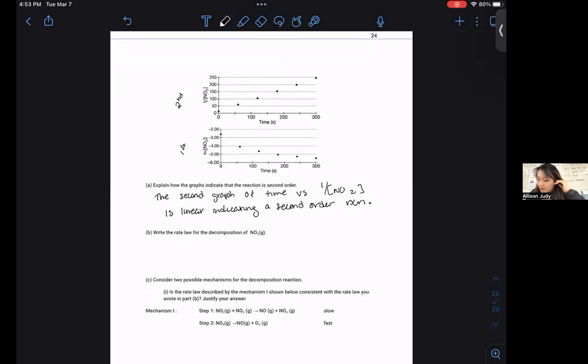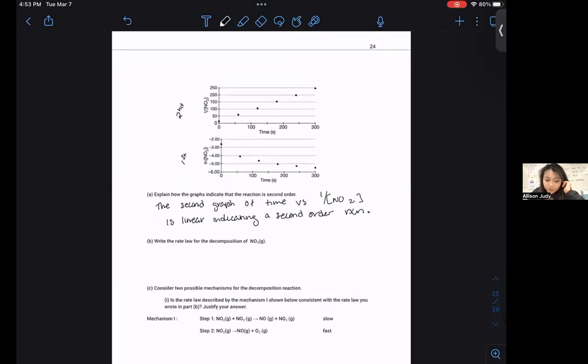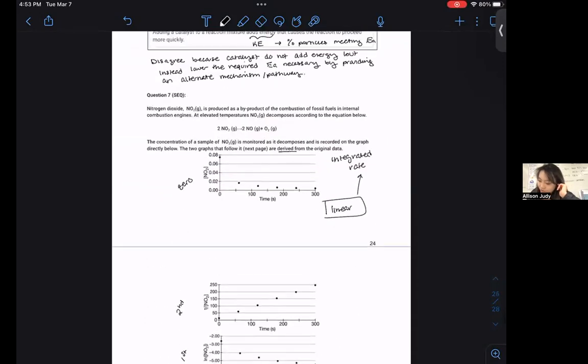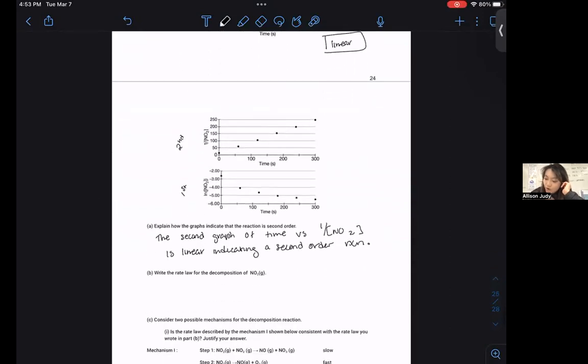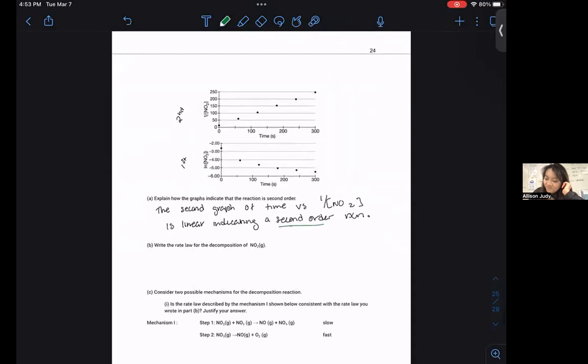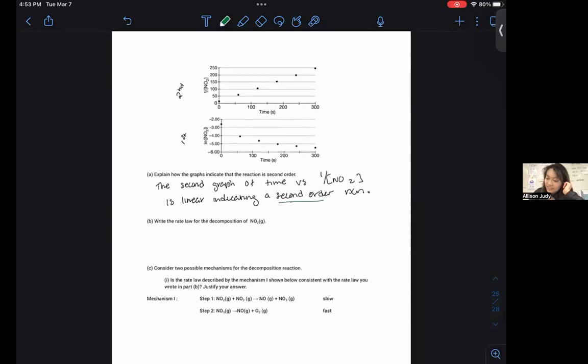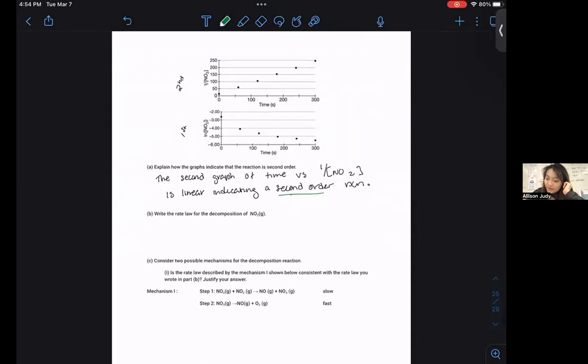Write the rate law for the decomposition of NO2. When we look at this, what we know is that there is only one reactant, and we've determined that the reaction is second order. Since there's only one reactant, that must mean that the reactant present in this reaction is second order. And so therefore, we would write the rate law is equal to some rate constant k times the concentration of the single reactant NO2 raised to the second order.